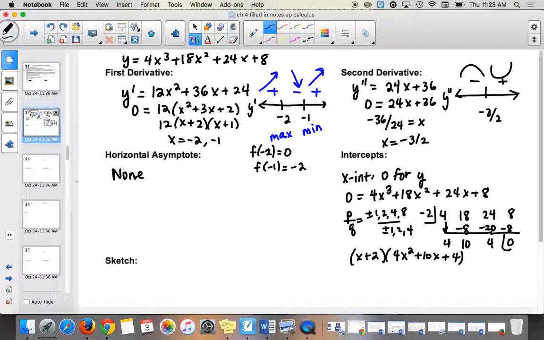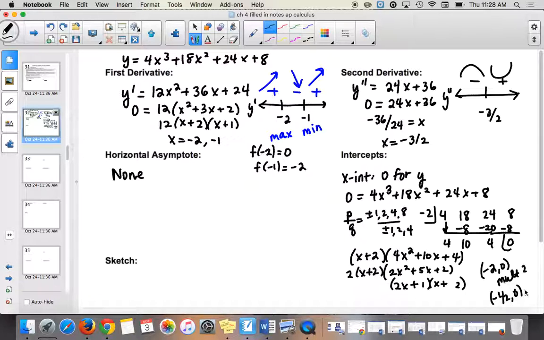All right, so now I'm going to pull out a 2 out front. So I have x plus 2, and then I have 2x squared plus 5x plus 2, which factors into 2x and x, 2 and 1, both plus. So what are our x-intercepts? What points? We have negative 2 comma 0. We have negative 2 comma 0 twice. It has multiplicity 2. And then we have negative 1/2 comma 0.